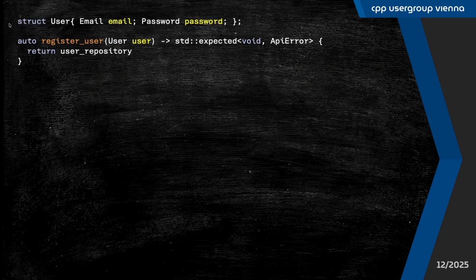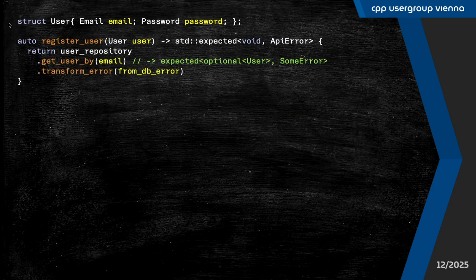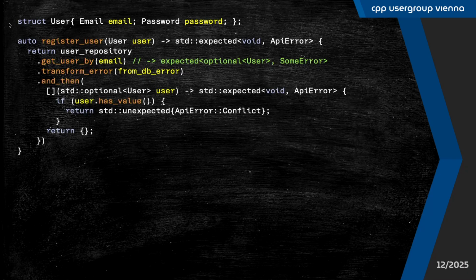So let's implement it. Most probably I have some user repository, like some interface to a database. To store a user, I cannot register the users twice with the same email, so I have this get user by ID. If something goes wrong, I just translate this error to some other API error. If the call is successful, well, I have to check this optional, right? If it has a value, it means that this user is in our database, so sorry, I cannot register you, otherwise I can continue.